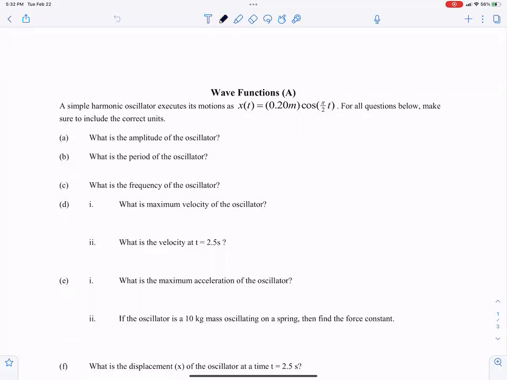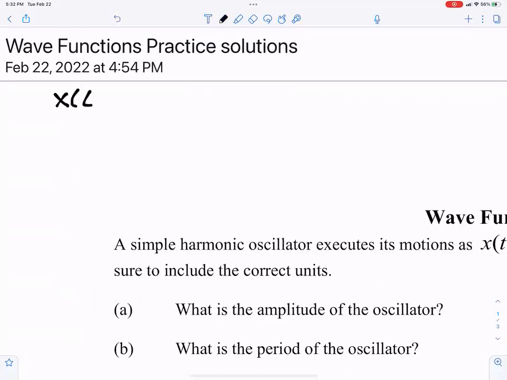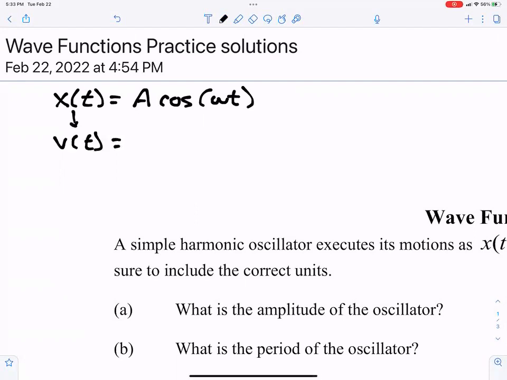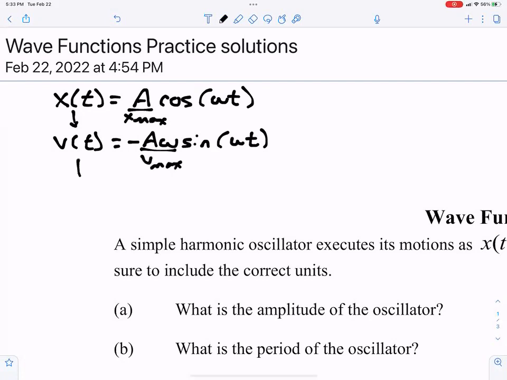So the position as a function of time would be A, the amplitude, times the cosine of omega t. The corresponding velocity function, if you remember the pattern from last week, goes from cosine to negative sine. So negative A omega sine omega t, where this is v max. And finally the acceleration function, which goes from negative sine to negative cosine: negative A omega squared cosine omega t, where A omega squared would be a max.